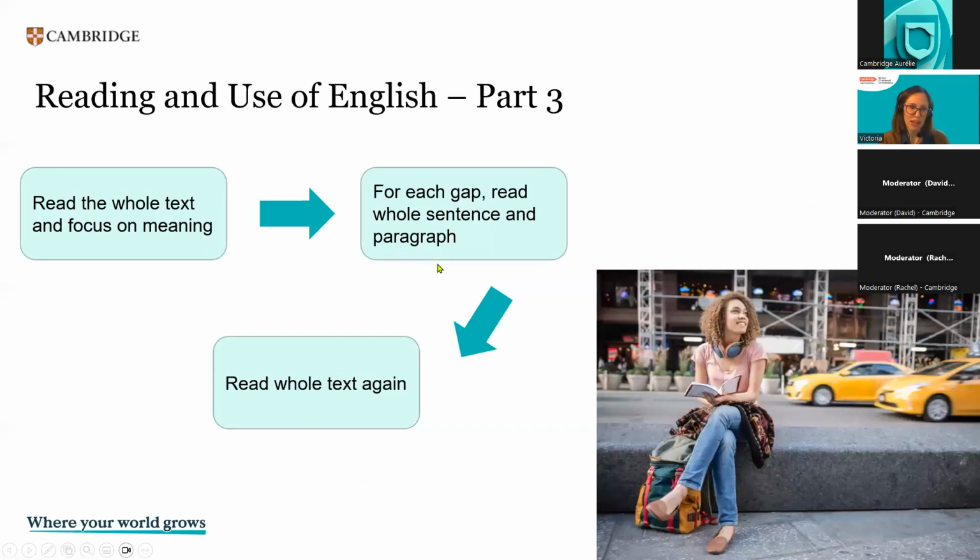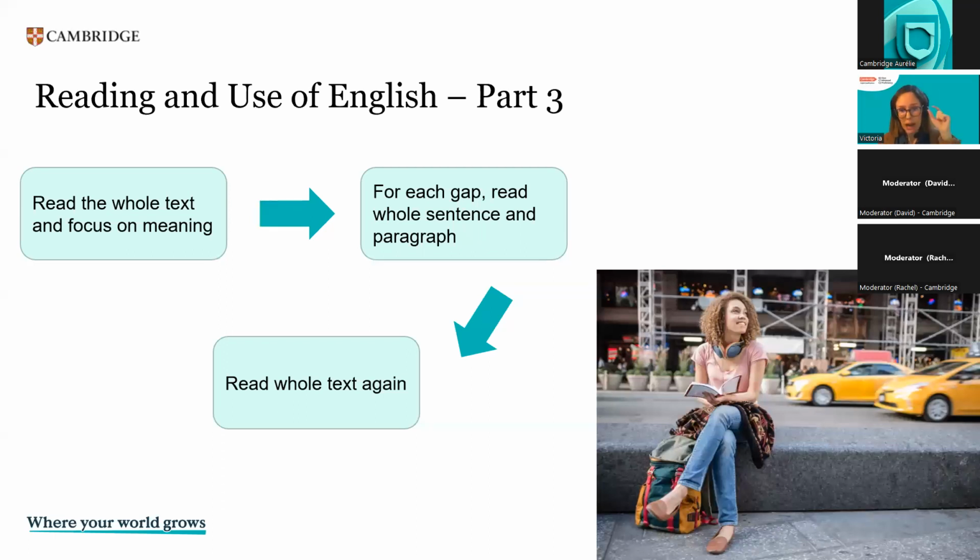So let's look at the approach to this part of the exam, and then we will look at an example. How should we approach part 3? The most important thing that we do first is that we read the whole text. We need to read it quickly, not in too much detail, just to get a general idea of what it is about. We need to focus on meaning at this point.